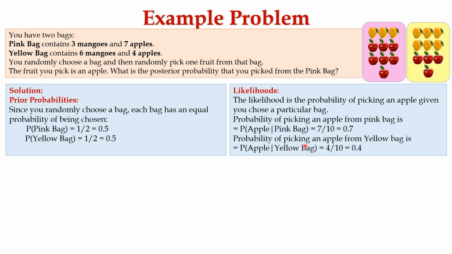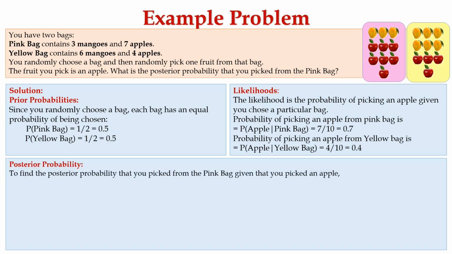Then the probability of picking an apple from the yellow bag, probability of apple given yellow bag, is equal to 4 divided by 10. That is, in the yellow bag we have 10 fruits, out of which 4 are apples. So we write 4 divided by 10 is equal to 0.4.